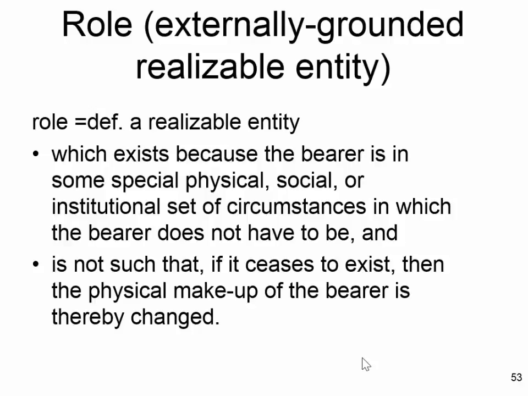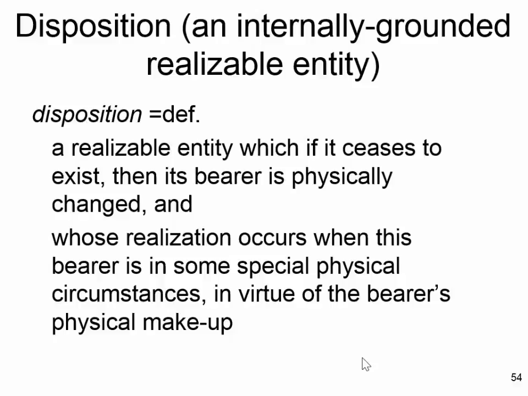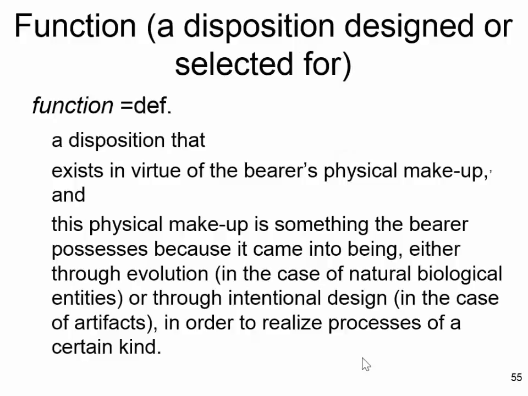A disposition is an internally grounded, realizable entity. So it has to do with the physical makeup of the entity in question. You can only have the disposition to grasp if you have a certain kind of physical structure. You can only have the disposition to sweat or to go gray or to sleep if you have a particular kind of physical structure. And you can't lose the disposition without being physically changed, whereas you can lose a role without being physically changed. And then a function is a disposition which is designed or selected for. So it's designed by a designer, for instance, in the case of a laptop or a screwdriver or a table, or it's designed through evolutionary selection in the case of an arm or a heart or a brain. So things have functions only if they are designed or selected for.